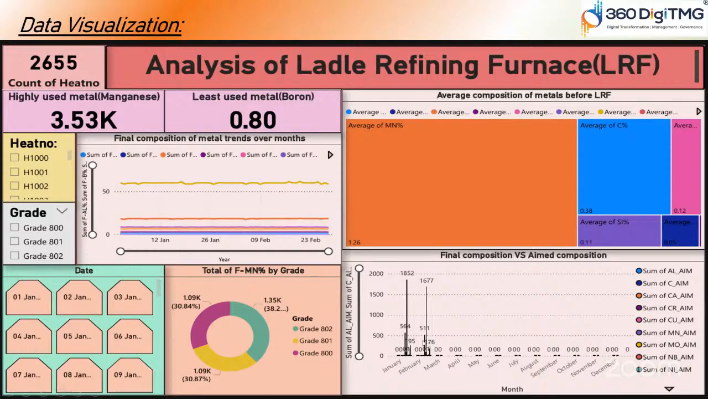Okay, so it confirms actual versus target. In some cases, like aluminum and carbon, the final value falls short of the target. So you can see it is a powerful quality control check.